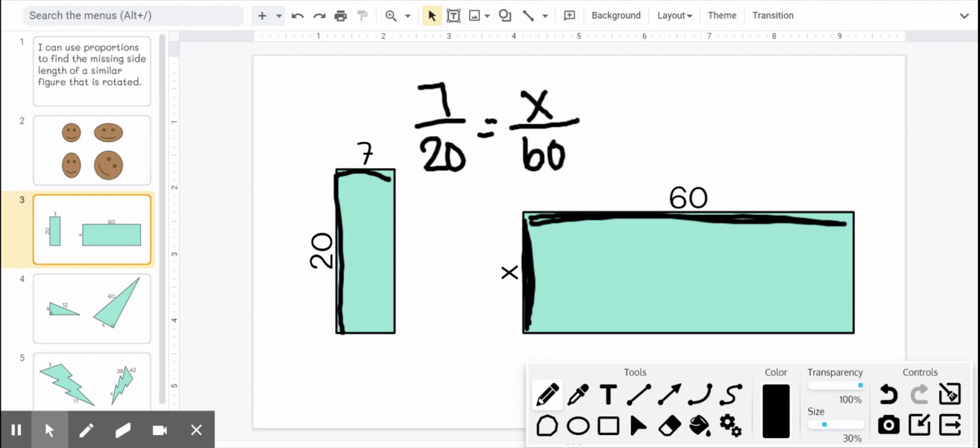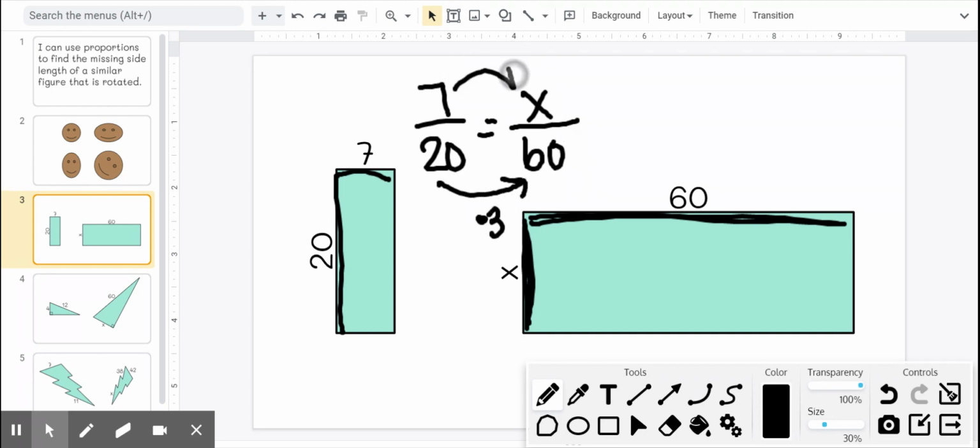Then let's solve the proportion. We'll look at our smallest number and see if we can multiply it by anything to make 20 or X. Nope, we can't. So let's go to the next smallest number. 20 times what is either 7 or 60? Ooh, let's go this way. We can multiply by 3. 20 times 3 is 60.